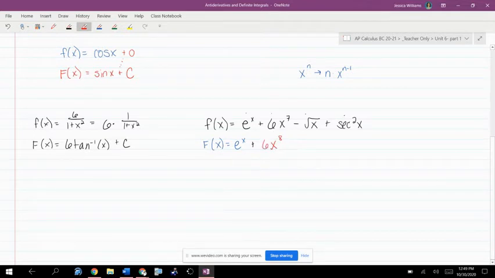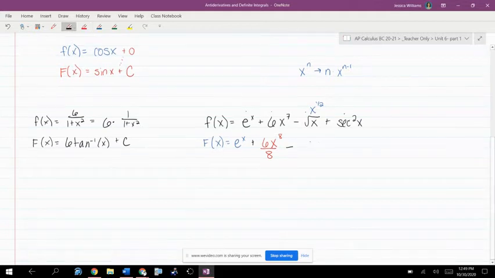So the 6 is still here because constants just wait on you until you're done. And then divide by my new power. So you're going to add 1, divide by the new. Add 1, divide by the new. So think of this as x to the 1/2. If I add 1, I'd have x to the 3/2. Divided by 3/2 is the same as multiplied by 2/3. Add 1, divide by the new.